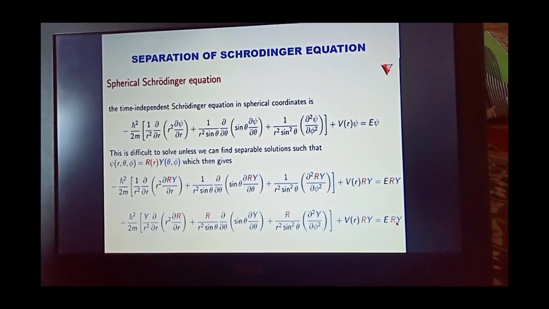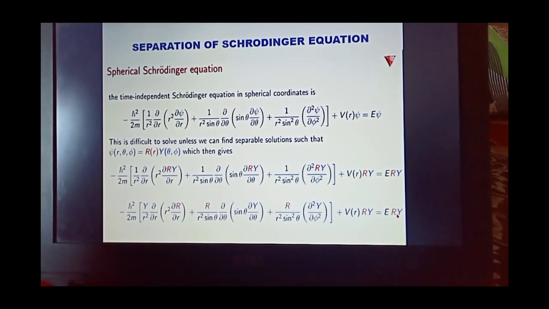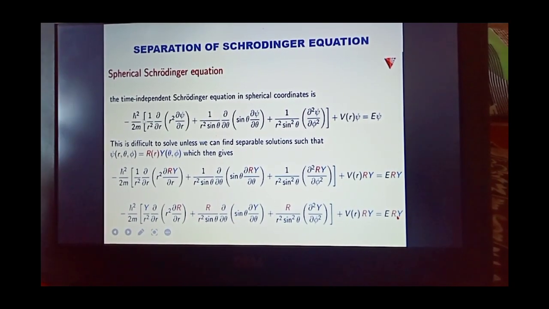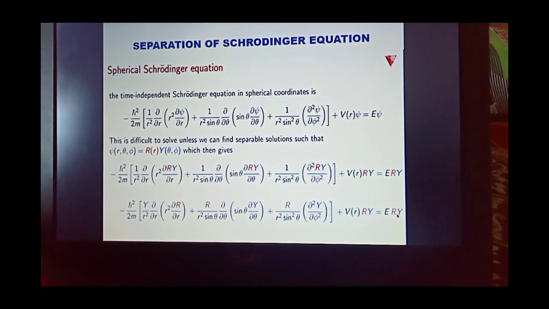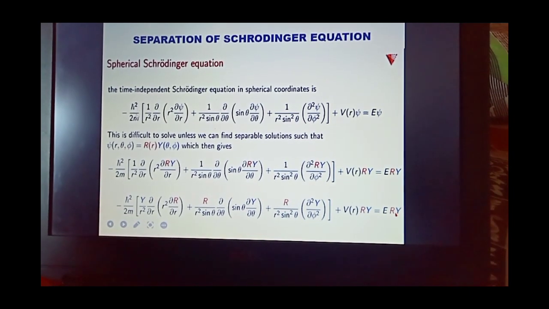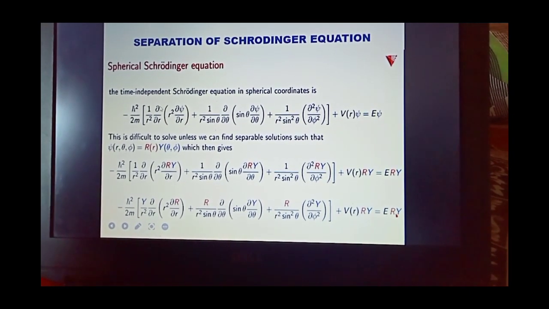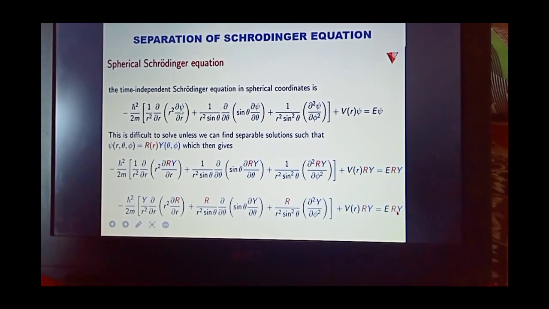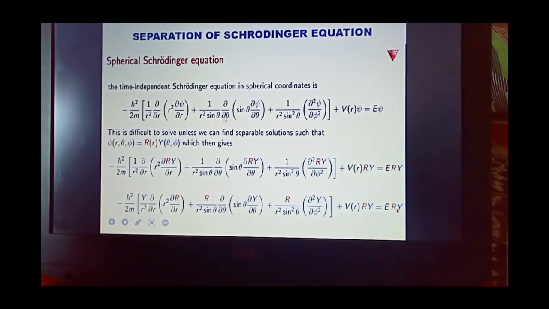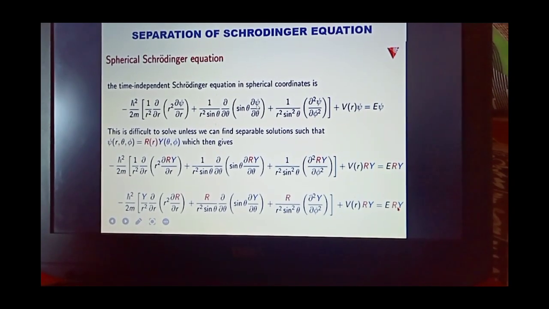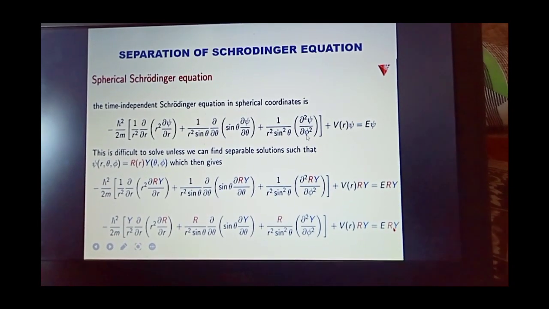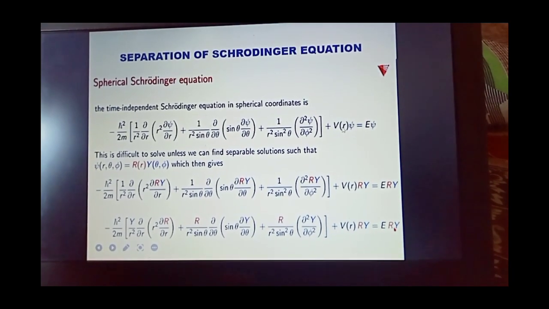This is the common time-independent Schrödinger equation, but here we take spherical coordinates. That's why we transform the common time-independent Schrödinger equation into spherical coordinates, and the equation is: minus ħ² by 2m into 1 by r² ∂/∂r of (r² ∂ψ/∂r) plus 1 by r² sin θ ∂/∂θ of (sin θ ∂ψ/∂θ) plus 1 by r² sin²θ ∂²ψ/∂φ² plus V(r)ψ is equal to Eψ.